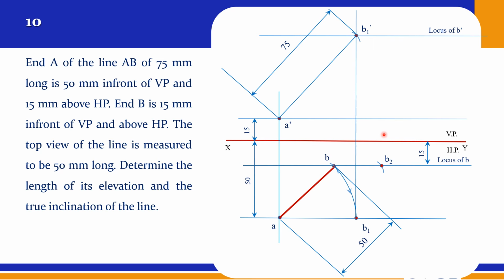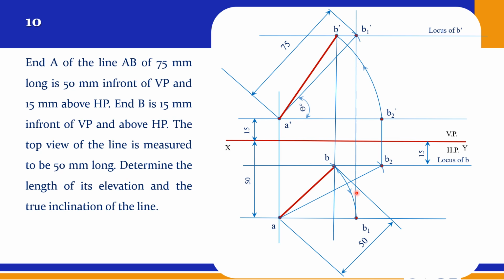And as I said, all steps are involved within those 5 steps. So this is B2, and this is our B2 dash. And now as usual, A dash B2 dash you should rotate, right? And you will get the B dash. To rotate this, with A dash as center and A dash B2 dash as radius, you rotate up to the locus of B dash, and you obtain B dash. So this is your final projector.